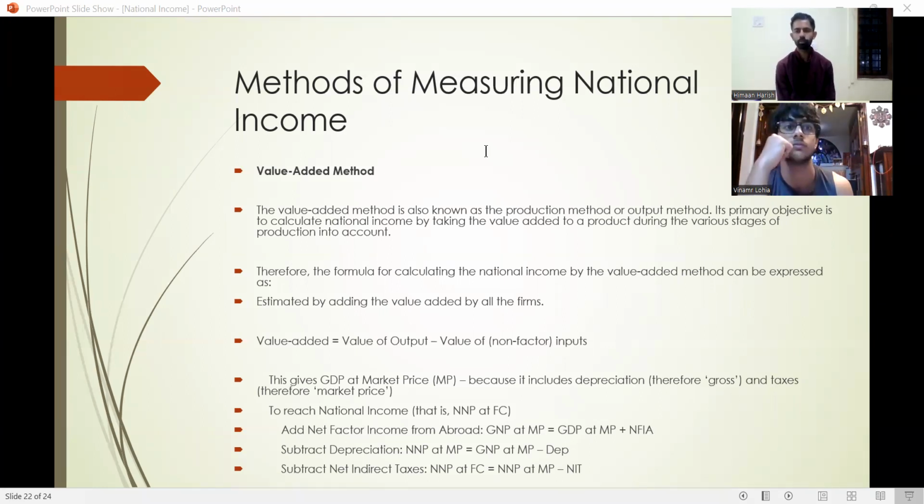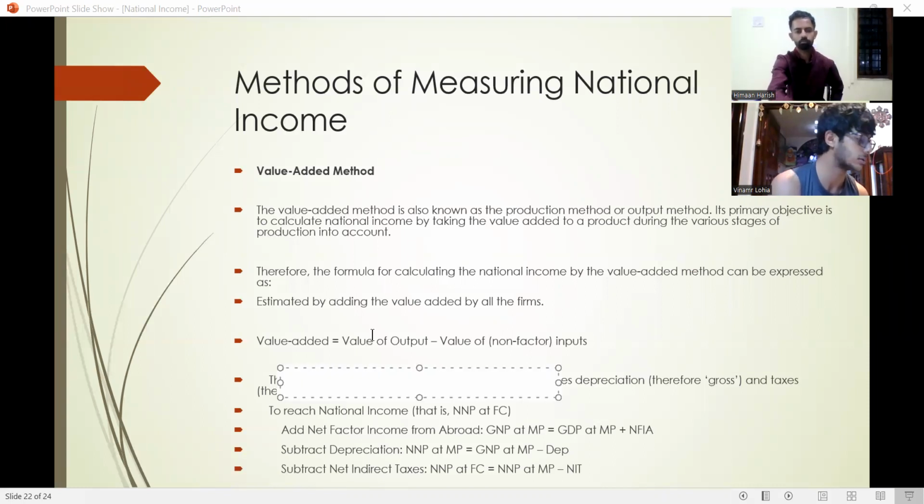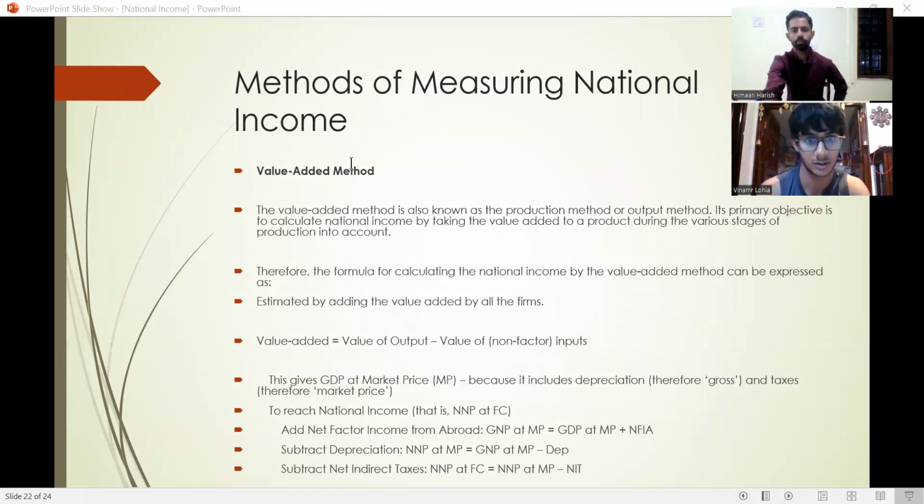Is it the value added method? It doesn't say. And the expenditure method? No, this is the income method. It says income. So what you are showing now is a different method, is it? Yeah, it's the value added method. The income method is different from the value added method. Okay.